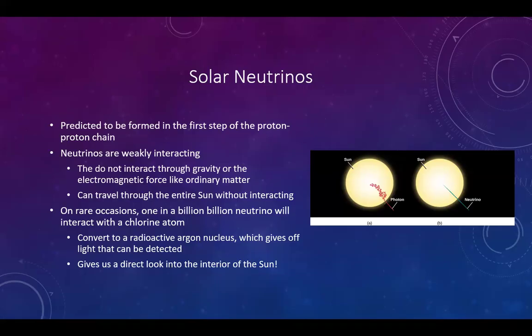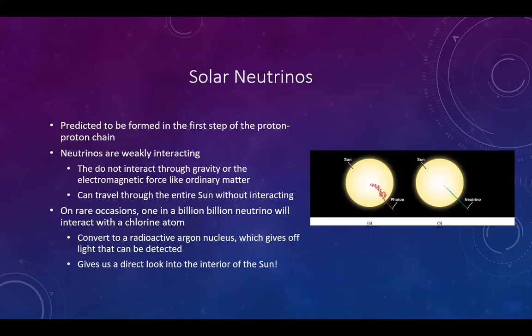interacting. And on rare occasions, 1 in a billion neutrinos will interact with a chlorine atom. That's at least our traditional method of detecting them, through interactions with chlorine. This will convert it to a radioactive argon nucleus, which gives off light that can be detected, and this gives us a direct look into the interior of the sun.